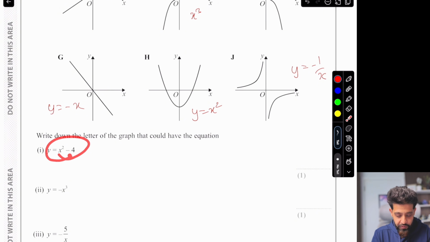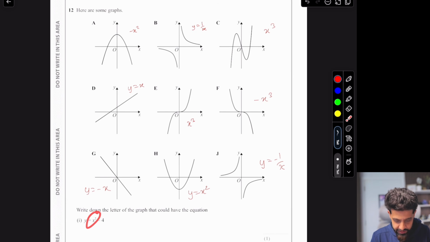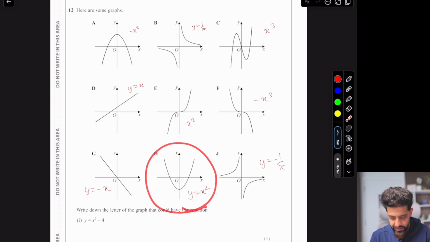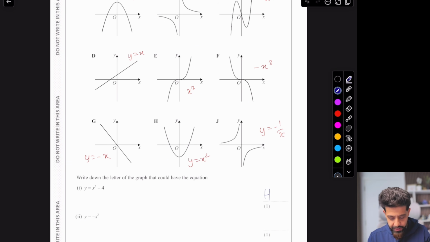So look right here. Write down the letter of the graph that could have this equation. Now this is going to have a positive x squared and a minus 4, which means it drops down by 4. Okay, so let's have a look. We're looking for this anyway. Anything with that. So that's got that, but it's not negative x squared, so it's not going to be this one. And then this one, that's the only other one. Can you see? It's just elimination here. So you know it's h, and it's got that drop by 4. Okay, so that is h.